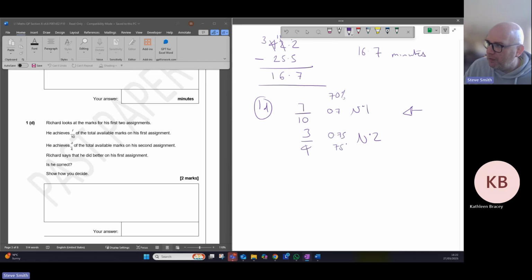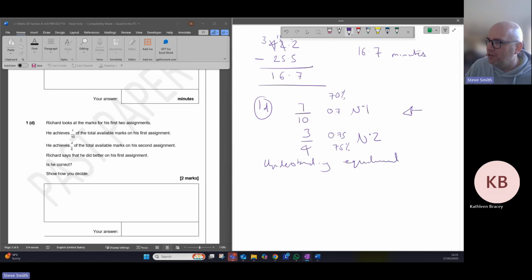75%. 3/4, 1/4 is 25%. So we're talking splitting 100 into 4 equal pieces. 25 times 4 is 100. So 3 times 25 is 75%. So we can now see that Richard is not correct because we've changed them both into decimals, and that's not with any math. I've not done any math there whatsoever. It's just understanding equivalence. So understanding.